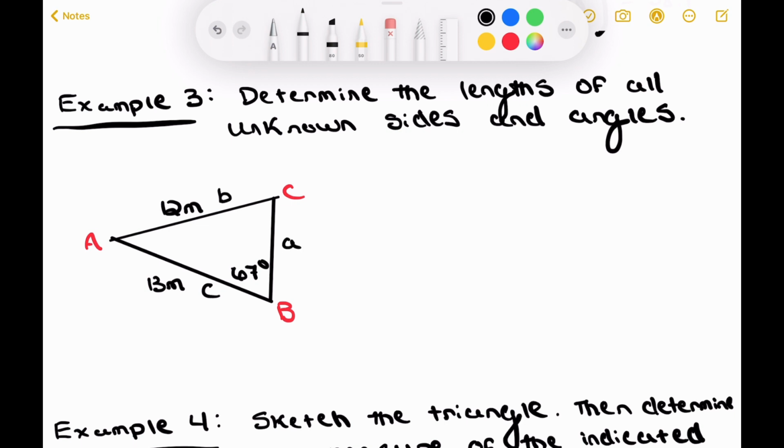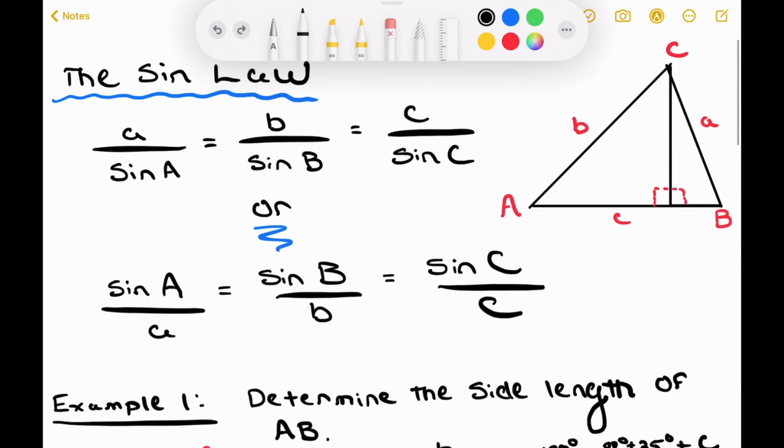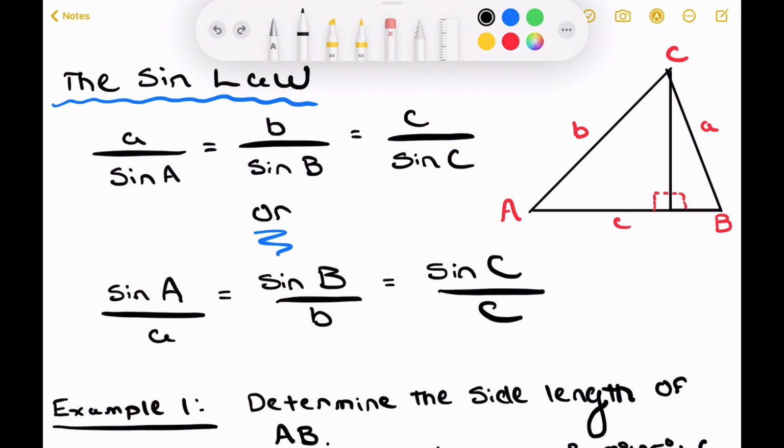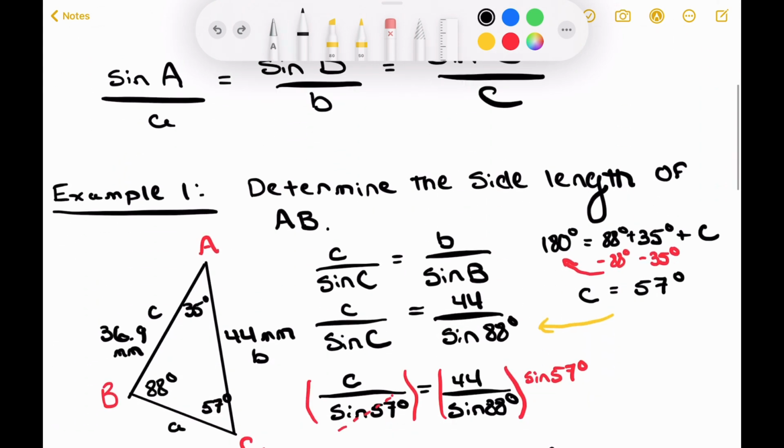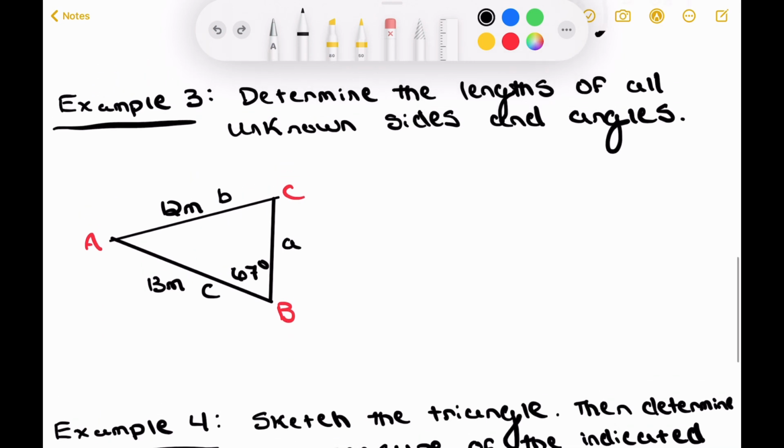So if we have enough information to solve for the angle at vertex C, if we go back up to our top here, we're going to use that reciprocal form where we have our sine function in the numerator and our side length in the denominator, because that's going to help us simplify this. So we know enough information to say that sine C over the side length of C, which is 13, is equal to sine B, and the angle at vertex B was 67, over 12.